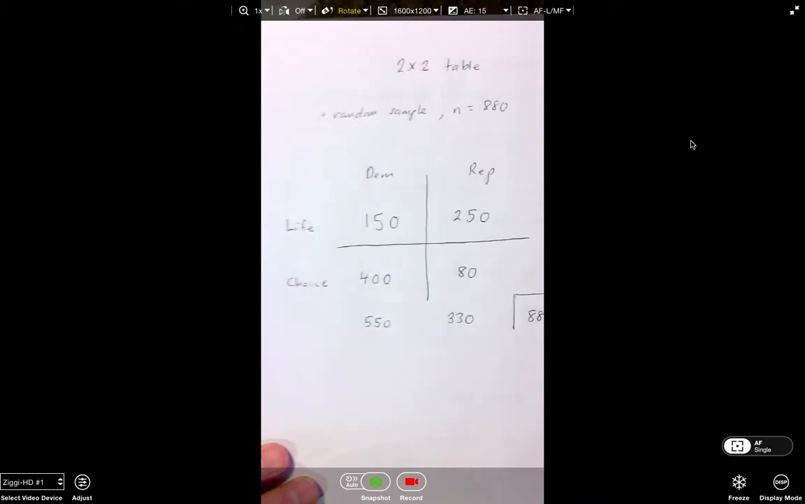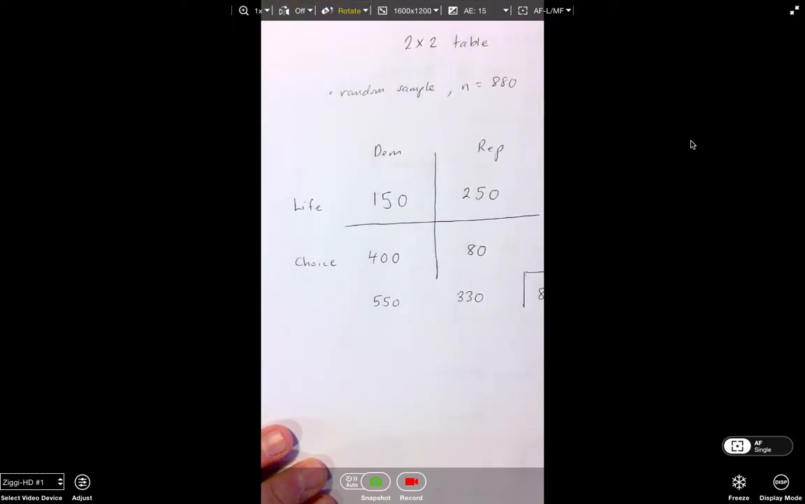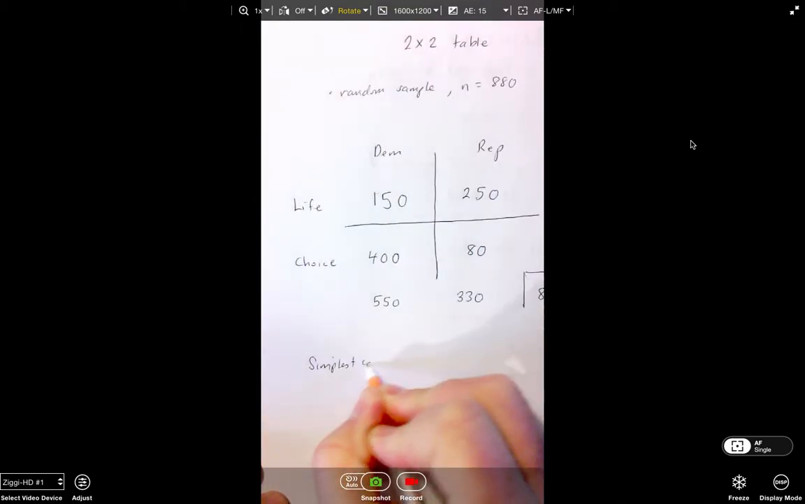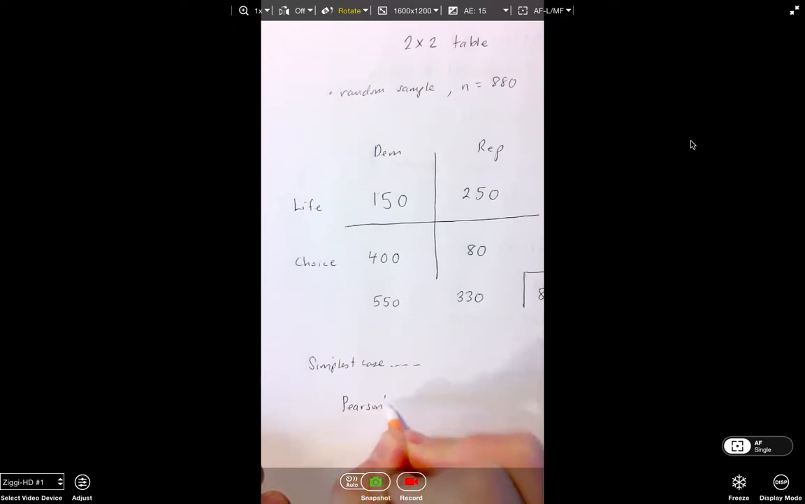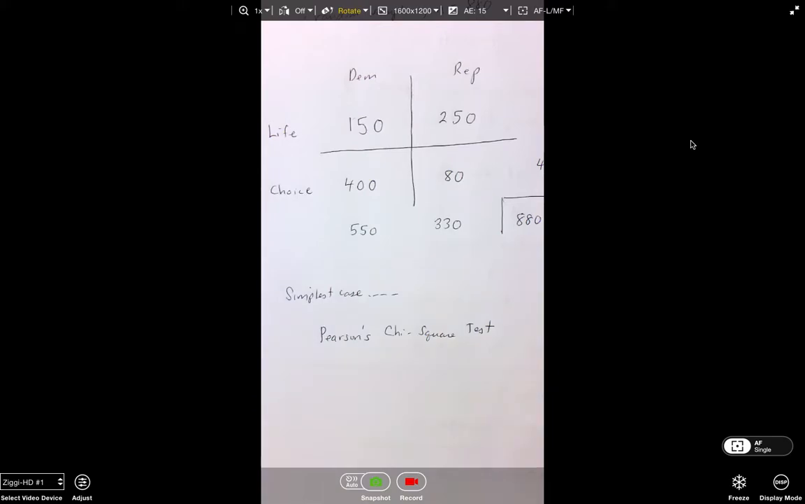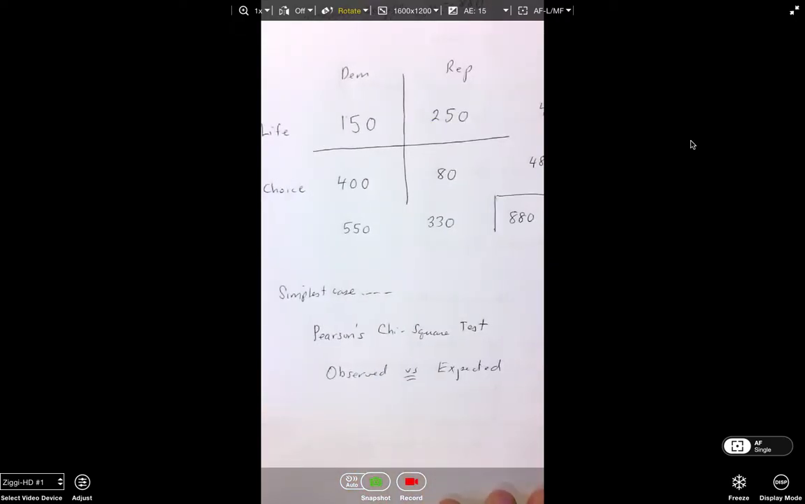And again, starting this out in the simplest case, where we want to go from here. Well, what we would do in the very simplest case is we would conduct something called a Pearson's Chi-Square test. And the Pearson Chi-Square test compares frequencies and counts of what you observe to what you might expect that you would get by chance alone. So we get into comparing these quantities of what we observe and what we expect to get.